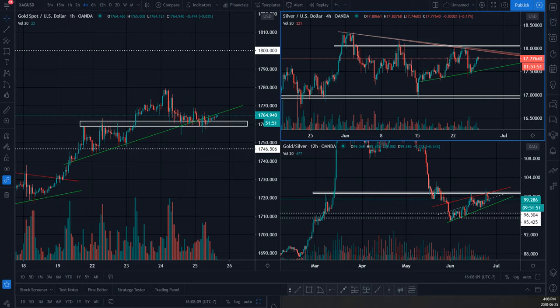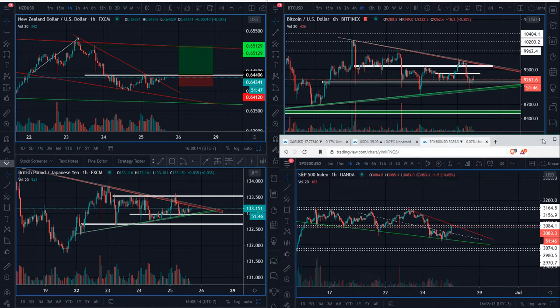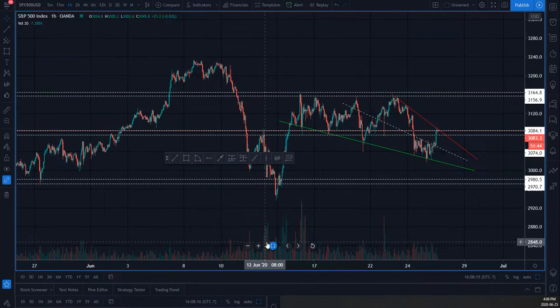So we talked about metals. We talked a little bit about the S&P. We stopped there and we actually went and jumped on the metals. We already talked about the S&P.